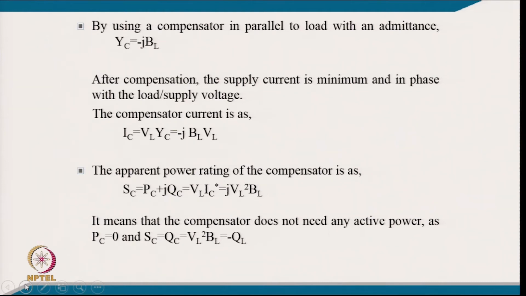So, we call it a lossless element, which we are using of either inductive or capacitive nature. So, it will become J VL square BL. This is the kind of VA rating you can call it of the compensator, which is equivalent to VAR. It means that the compensator does not need any active power. So, PC equal to 0. So, SC equal to QC equal to VL square BL minus QL.